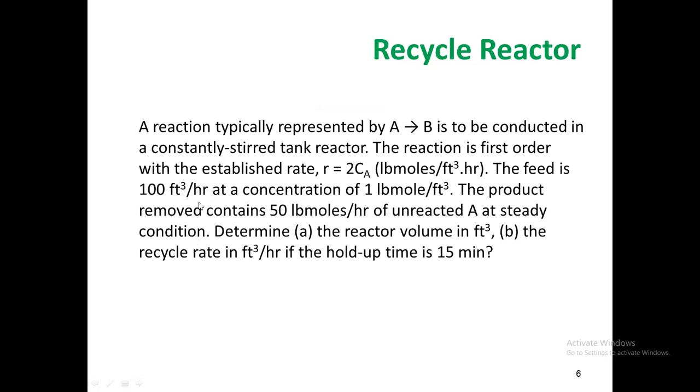The feed is 100 cubic feet per hour. This is the original volumetric flow rate to your CSTR, with a concentration of 1 pound mole per cubic feet. The product removed contains 50 pound moles per hour of unreacted A. So this is already the molar flow rate that leaves your CSTR. Determine the reactor volume in cubic feet, and B, the recycle rate in cubic feet per hour. It is asking actually for the volumetric flow rate of the stream that is returned to the reactor entrance, if the hold-up time, or the residence time, is 15 minutes.